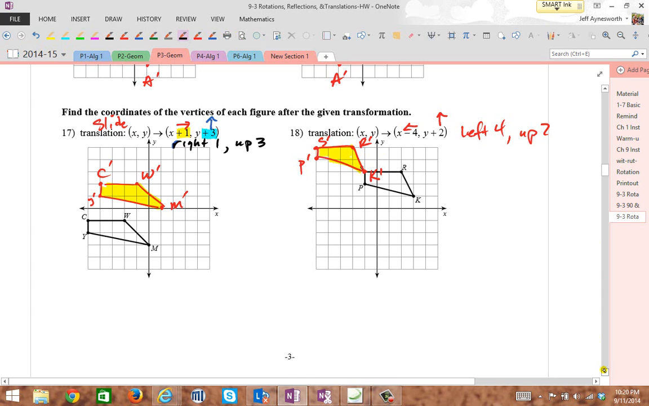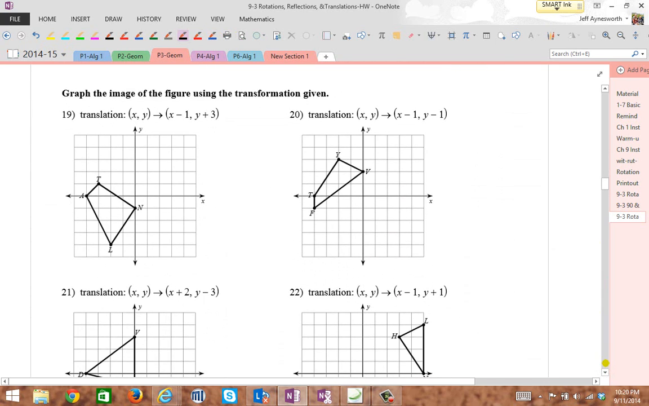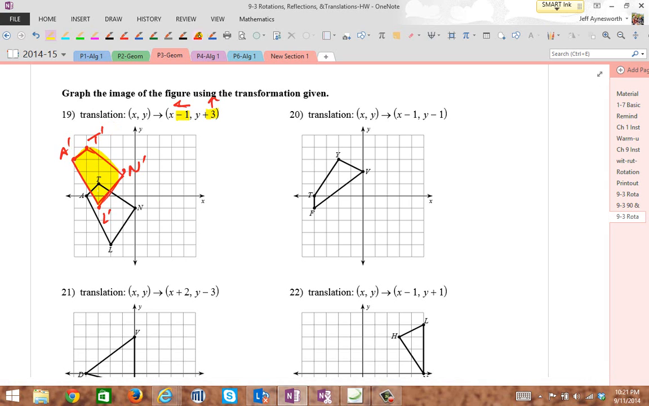All right, almost done here. Let's see, let's keep on rocking. Okay, left 1, up 3. So left 1, up 3, A prime. Left 1, up 3, T prime. Left 1, up 3, L prime. Left 1, up 3, N prime. You guys, this shouldn't be that hard because we're just counting, okay? And, you know, a second grader could do this, because all we're doing is counting on the number line here. All you have to do is read the symbols. That's all you have to do.